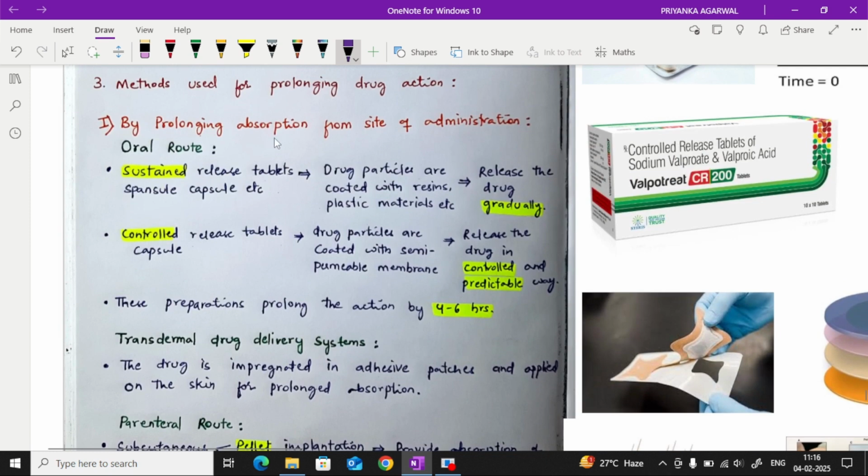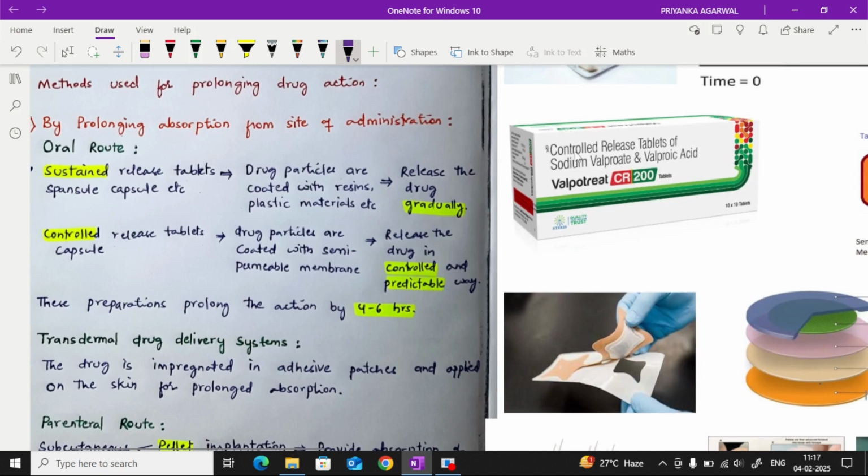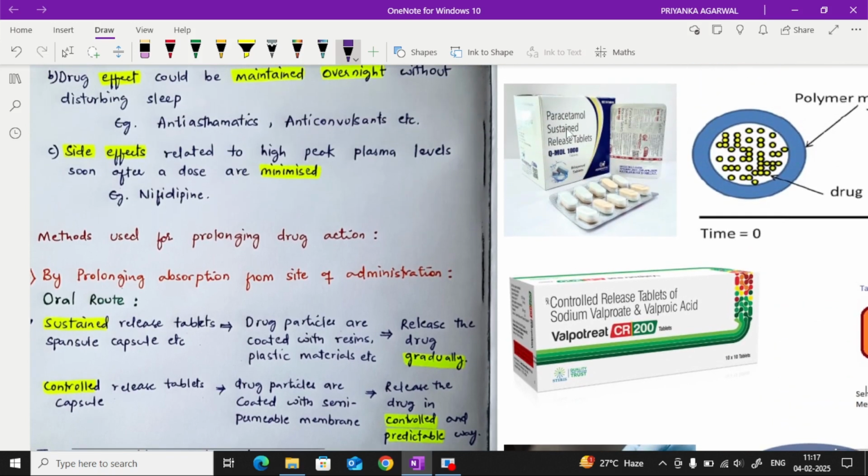At the absorption level, we are prolonging the absorption. We want the drug to come into the body slowly over a period of time. How are we doing it? By the oral route we have 2 things: we have sustained release tablet and we have controlled release tablet. What is the difference? You can see the examples here. This is the sustained release tablet, this is the controlled release tablet here.